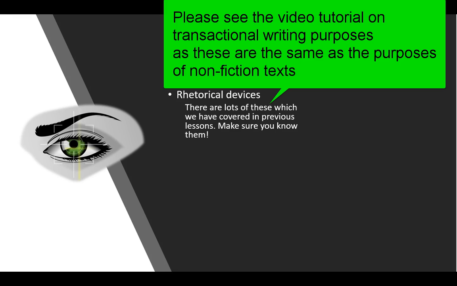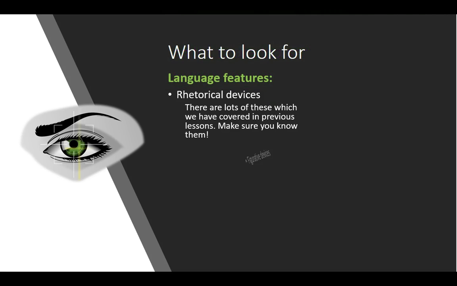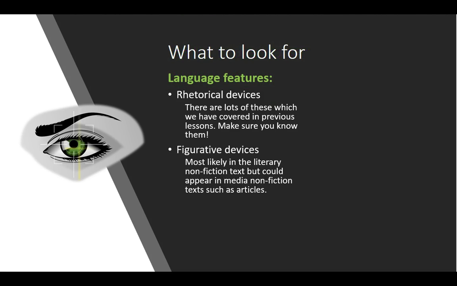You also need to know which ones to expect given the purpose, because remember, each of the 5 purposes that you have in transactional writing are also the purposes that the non-fiction texts are written for in section A. So once you've identified the purpose, you kind of know what you're looking for in terms of language features. You may also be looking for figurative devices. These are most likely in the literary non-fiction text, because remember, one of these texts will always be a piece of literary non-fiction. But equally, you could find some figurative devices in a media non-fiction text.